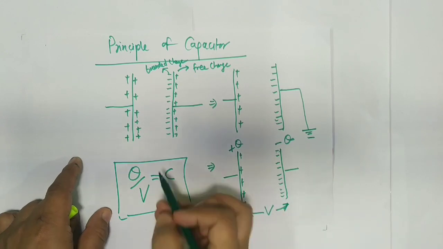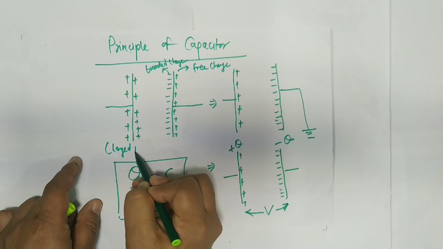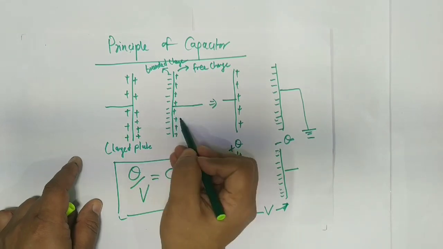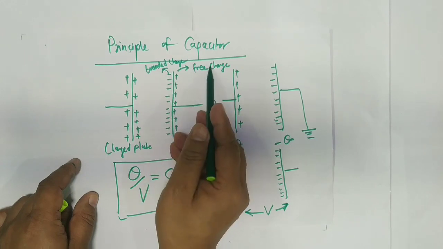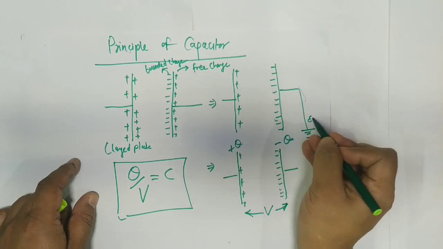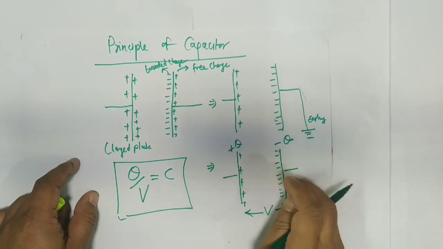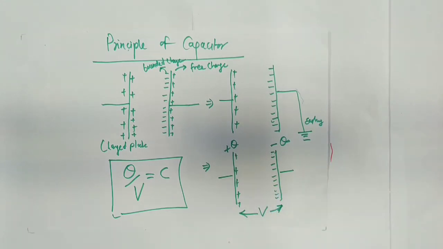So this is a charged plate and that was an uncharged plate, then there was an induction. In the front it will be negative charge bounded, in the back it will be free charge. Then the free charge goes to the earthing. You have done earthing, then one has positive, other has negative. So this is Q equal to CV, the principle of capacitor.